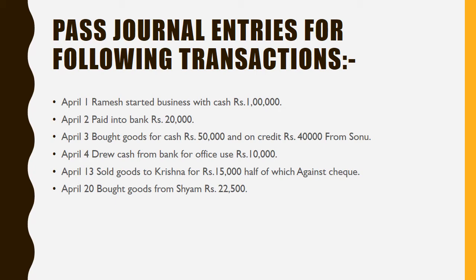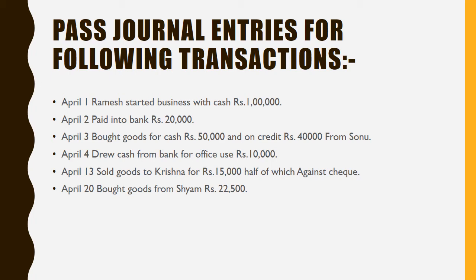It means we are purchasing goods for cash and on credit both. It will create three effects: one is on purchase, second is on cash, third is on SONU. Therefore, it will be termed as compound entry. Now, April 4, drew cash from bank for office use. It will affect two accounts, bank account and cash account.